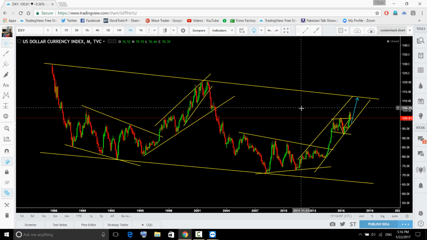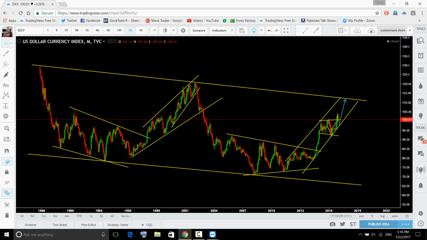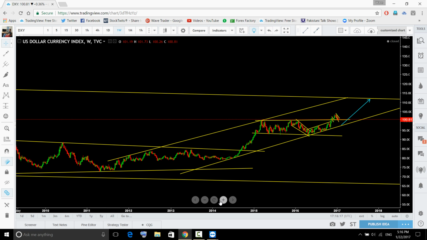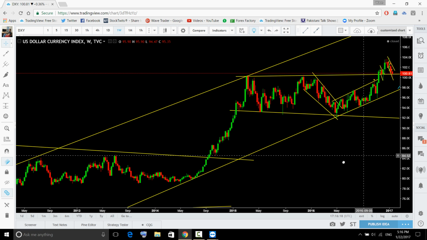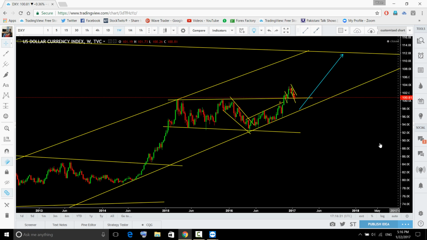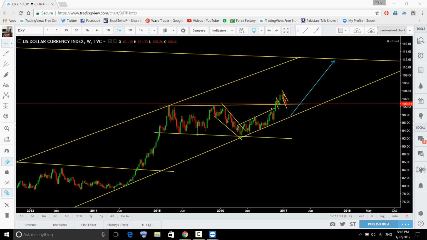Okay, so we were looking at the dollar index. For the longer run, we are anticipating that the dollar index is going to rise to the upside. We are still bullish on this pair. When we look at the lower time frame, we can see the corrective move we were anticipating is forming. It can come up to this trend line and rise back to the upside again.